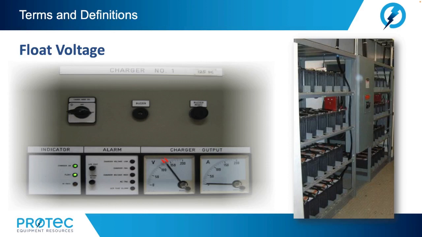A high float voltage equals overcharging. Continuous overcharging cooks the battery and elevates the temperature of the battery. Too high a float voltage can lead to failure due to grid corrosion or thermal runaway and dry out in sealed cells.